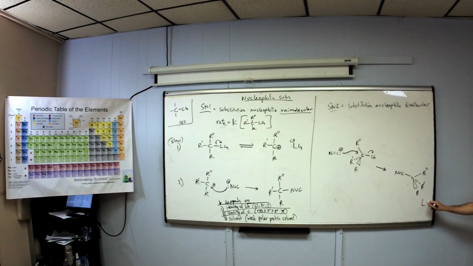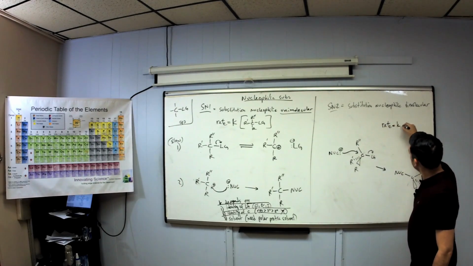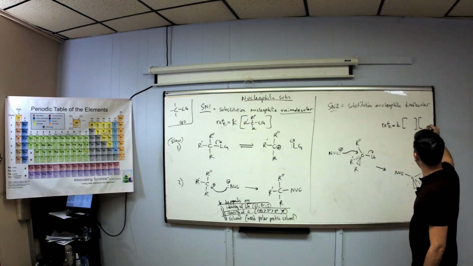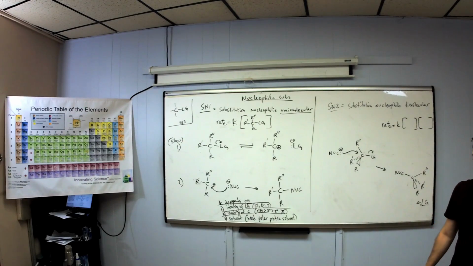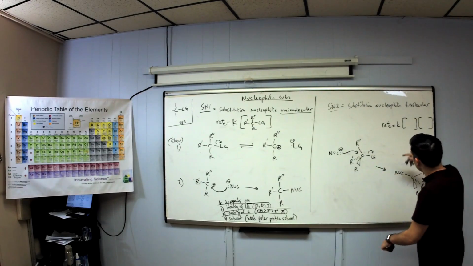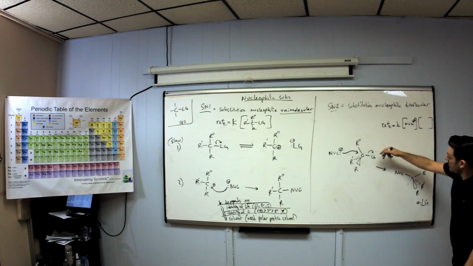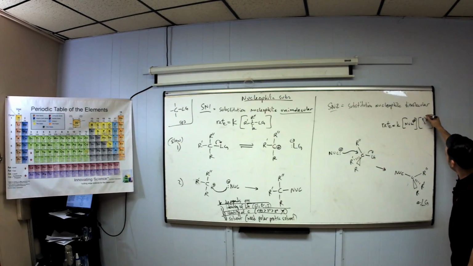Does that make some sort of sense right here? Are you somewhat following this? So what you write for this rate law is rate is equal to K times the concentration of both of those things. Why both? Because there's only one step and they're both involved. So that means that you need the nuke in the rate law, and you need the carbon with the R prime and the R double prime and the leaving group.